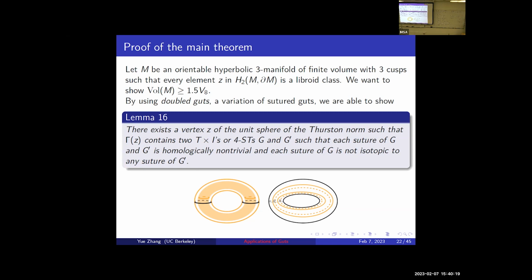And because the manifold has three cusps, its homology space is at least three-dimensional. So you can have this three-dimensional ball. And from the vertex to the edge, and then from the edge to the face, you have a non-trivial suture decomposition as well. Therefore you can come up with this argument that you have at least two T times I or Seifert fibered pieces such that they satisfy the following conditions.